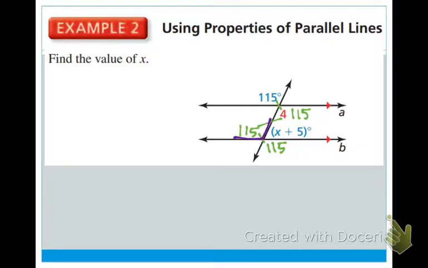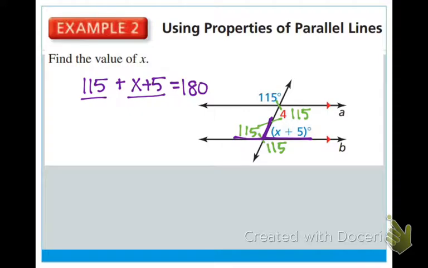115 plus x plus 5, what are they going to equal? 180. Okay? They're going to add up and equal 180. We all see that? So this is the first option. You can say 115, which is one of your angles, plus x plus 5, which is your second angle, and they will equal 180. Okay? So your 2 angles, they add up and equal 180. And then you just solve from here.